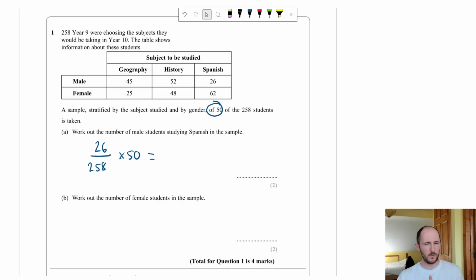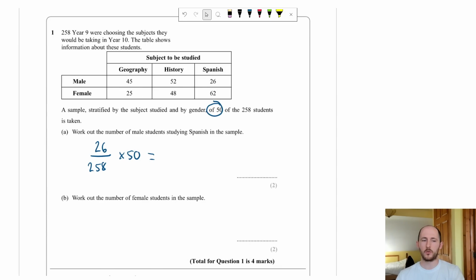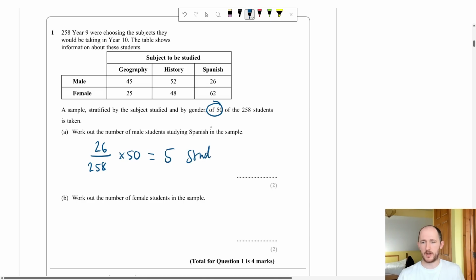Now, I'm willing to bet this isn't going to be a whole number, so I'm going to show you what to do if it's not a whole number. Okay, multiplied by 50, we get 5.03. Of course, you can't have 0.03 of a student, so we're just going to round it to the nearest number. We're going to say 5 students. So we're going to take 5 males who are studying Spanish to put them in this sample size of 50. And that's again because the proportion of men studying Spanish is 26 out of 258. That proportion should be the same in our sample.